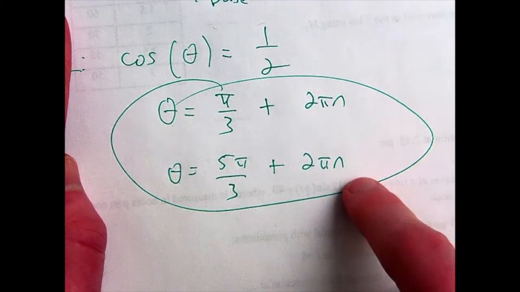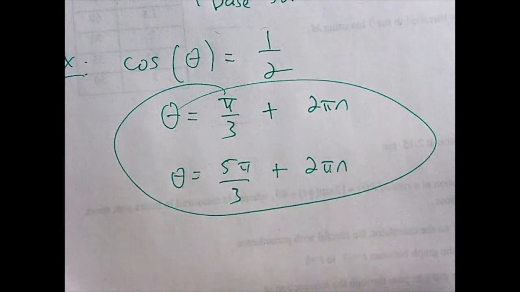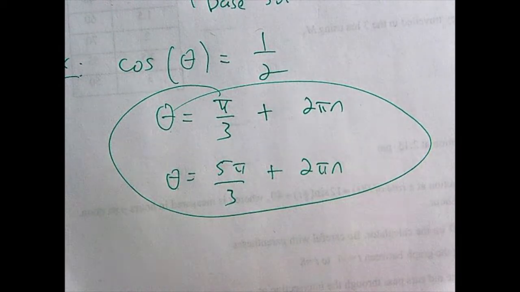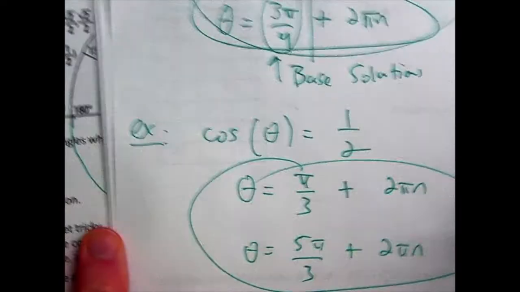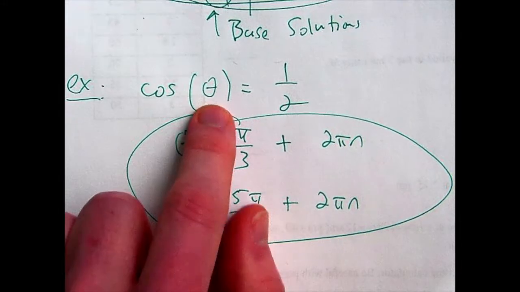If you actually want to know what some of those solutions look like, you just have to pick specific values for n, right? If you replace n with 0, you get the two base solutions. If you replace n with 1, then you get something else. If you replace n with 2, you get something else. And n can be negative as well, right? Okay, so that's solving trigonometric equations.